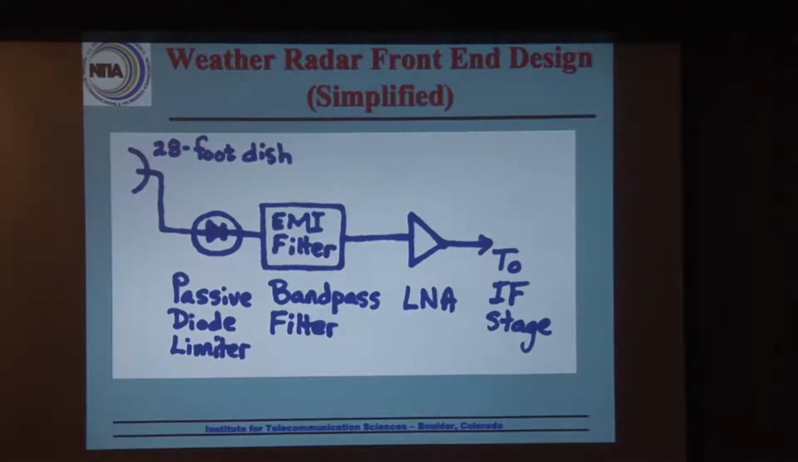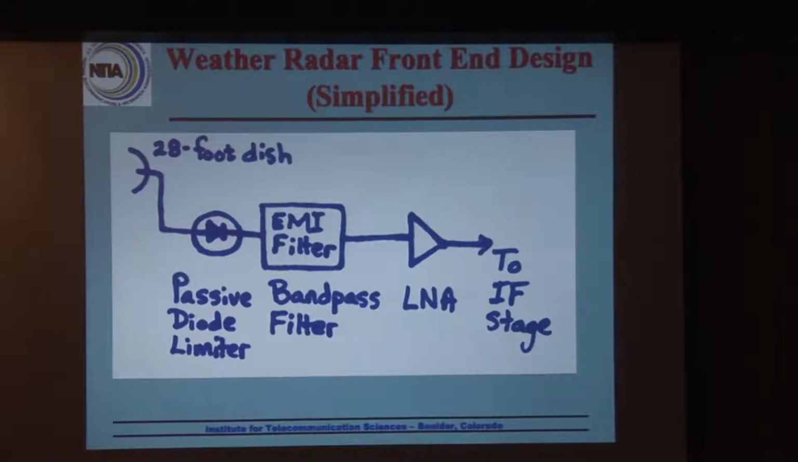We also spared no expense on graphics. This is the front end of the weather radar. We have a 28-foot dish. It comes into what's called a passive diode limiter, a PDL. Remember that term. It's going to come up again here soon. Then into a bandpass filter that the Weather Service called the EMI, electromagnetic interference filter, then into the low noise amplifier, then down into the IF stage via a mixer.